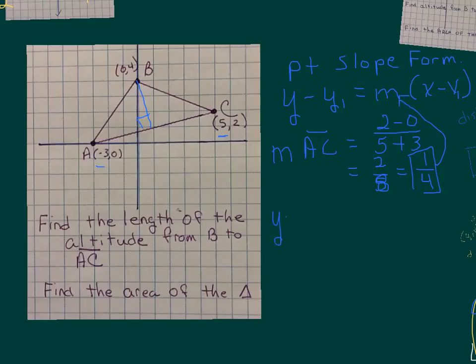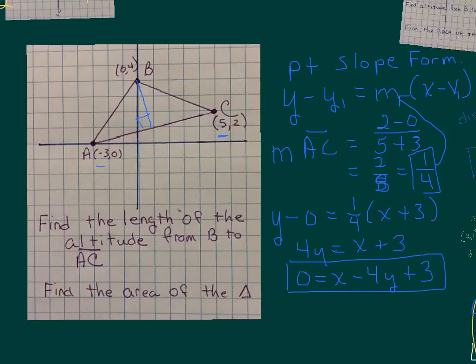So we're going to have y minus y sub 1. Now I have to choose either A or C. Choose one of those points for my equation for the line. And since point A has a 0 in it, that's the one I'm going to choose. So we have y minus 0 equals 1/4 times x minus a negative 3. Just to simplify things, I'll multiply by 4. And then put it back into standard form. So we'll have 0 equals x minus 4y plus 3. Reason I did this was because I want to find the length of the altitude. I have a point. Now I have a line that I can use to find that distance.